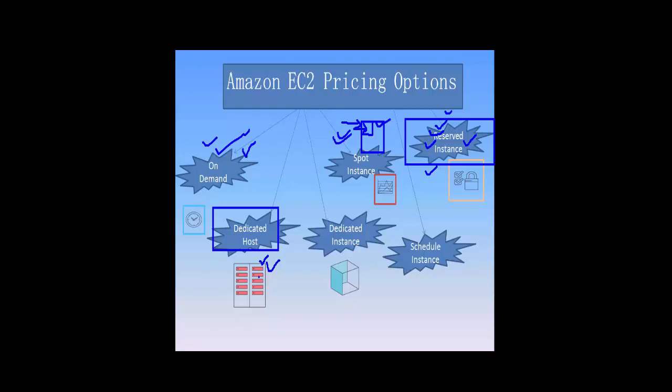Because sometimes a license comes attached to one particular hardware ID. If you change the server, you cannot install that license on another machine once it is bound with a particular hardware. In that case, you prefer the dedicated host. But if you don't have any issue like that, then go for the dedicated instance.